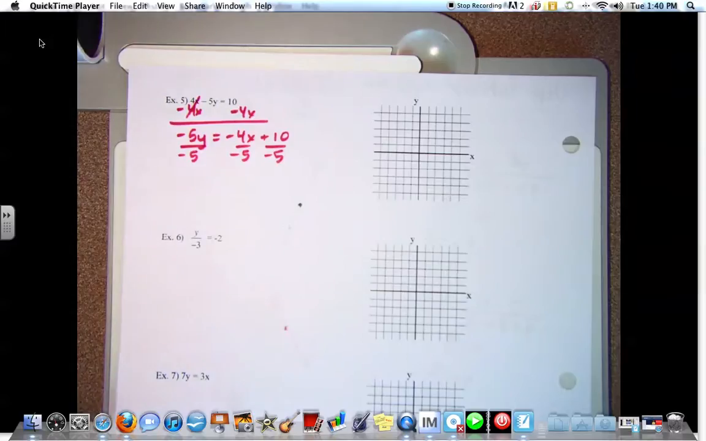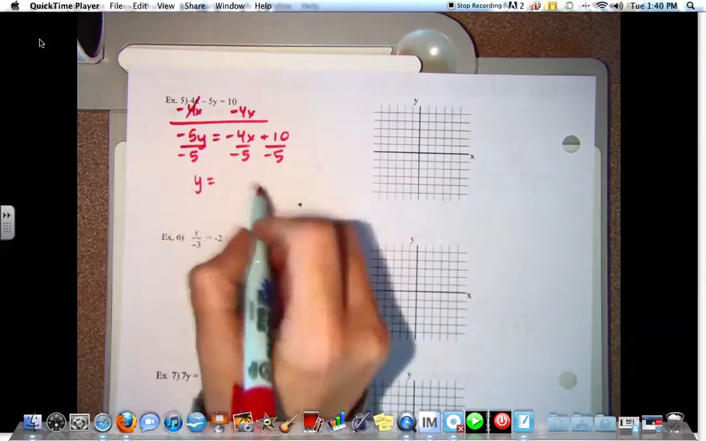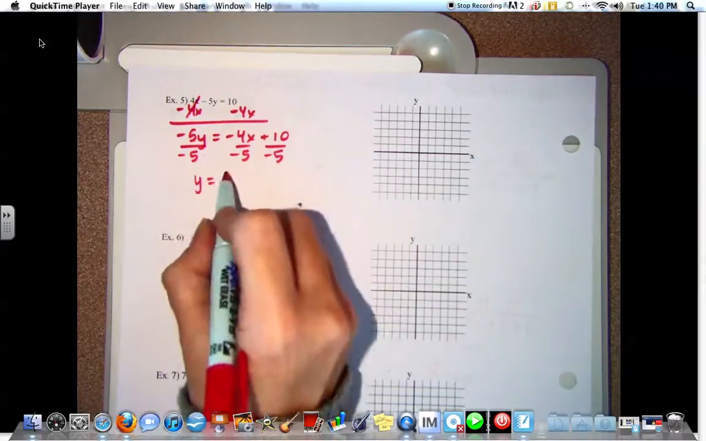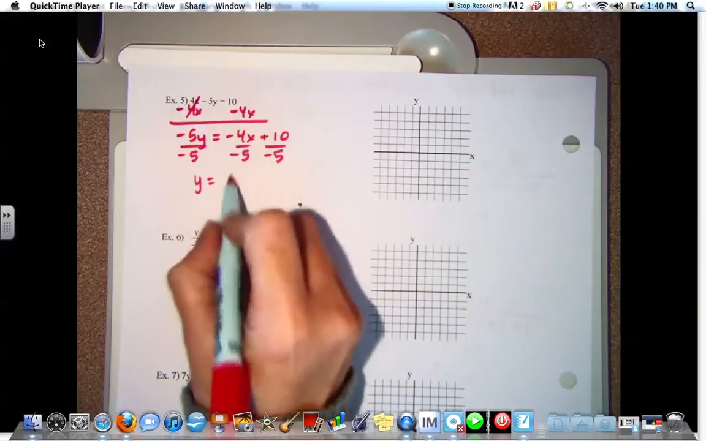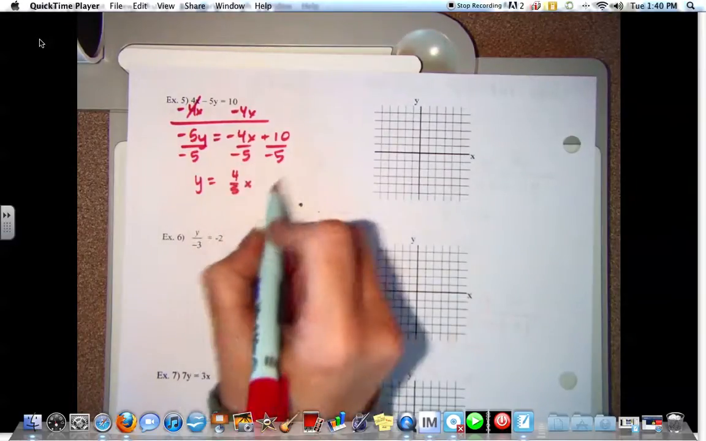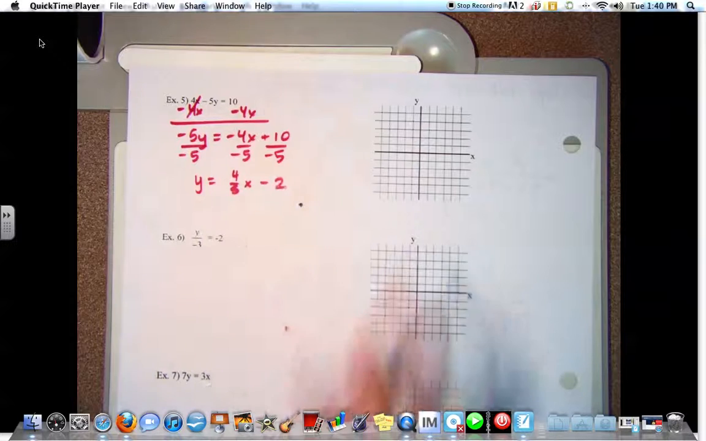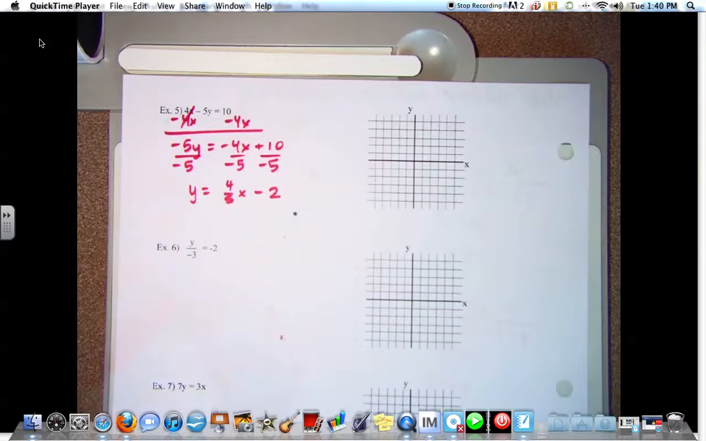So y equals 4/5 x... No, I have negative 4/5. Positive 4/5 x minus 2. Wait, why is it minus? Oh, because negative 10 divided by negative 5 is... oh, negative 2. Just kidding, I got it.